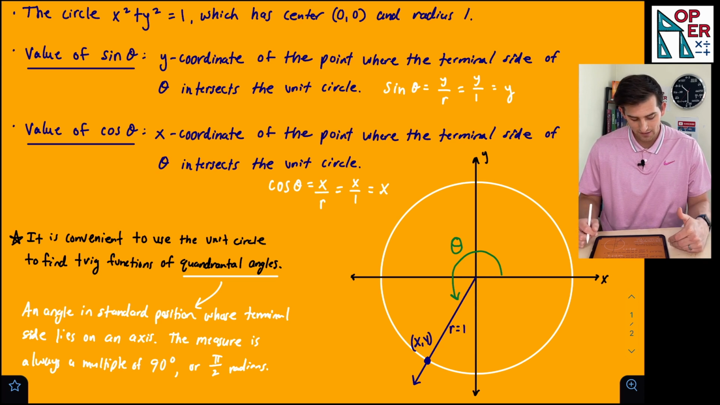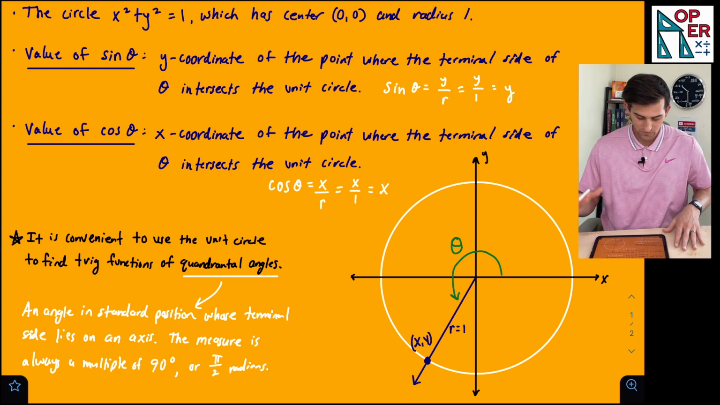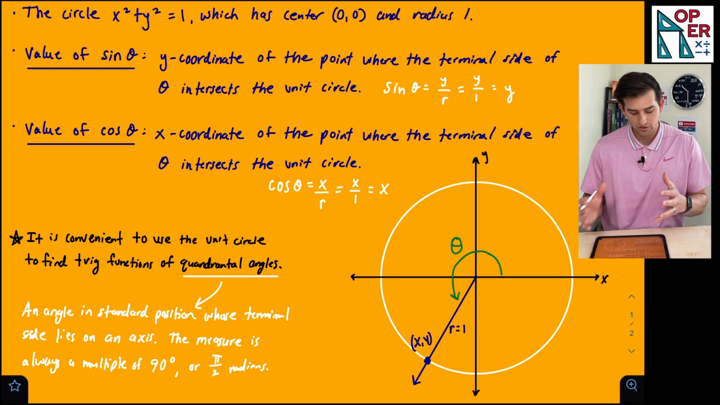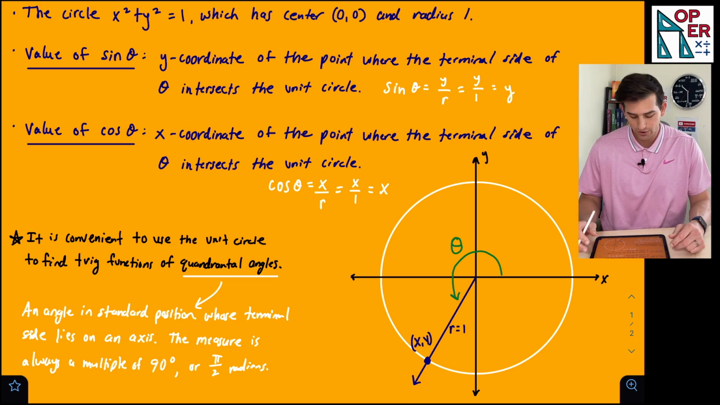Over here in black, with our star next to it, it says it's convenient to use the unit circle to find trig functions for quadrantal angles. These angles are angles that lie on an axis, like 90, 180, 270, 360, because the measure of those is a multiple of 90 degrees or pi over 2 radians, and we saw that in a previous video about special angles in radian and degree measure.